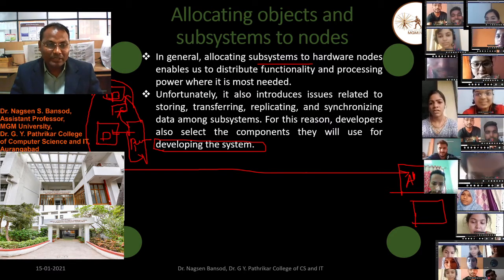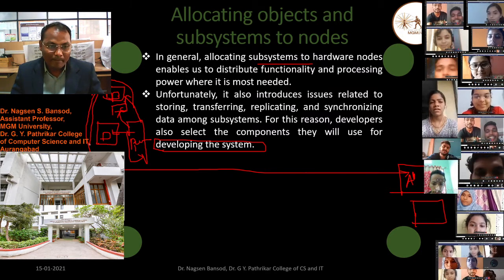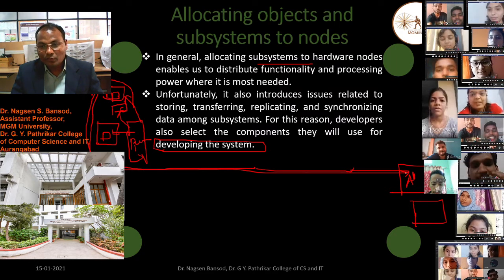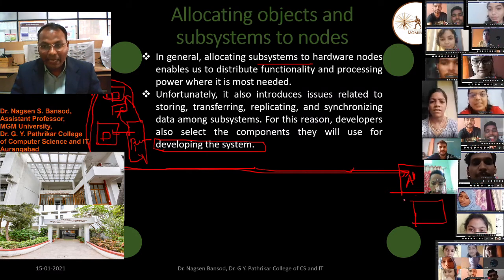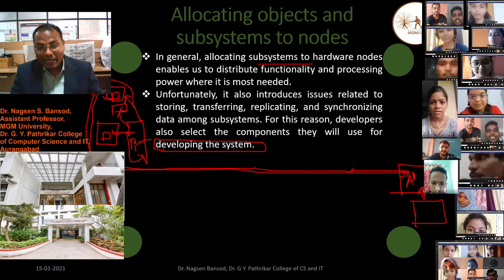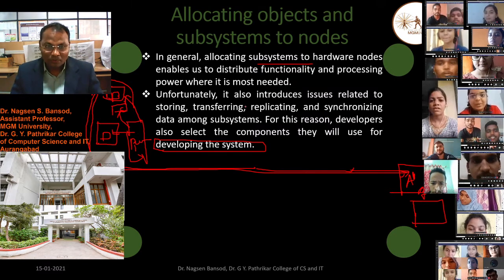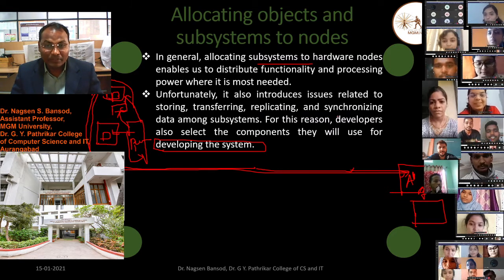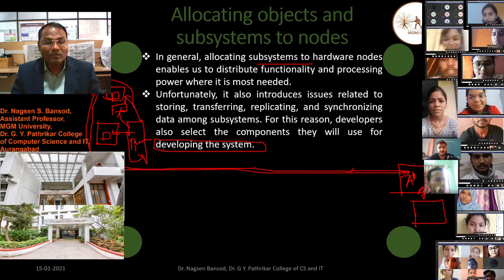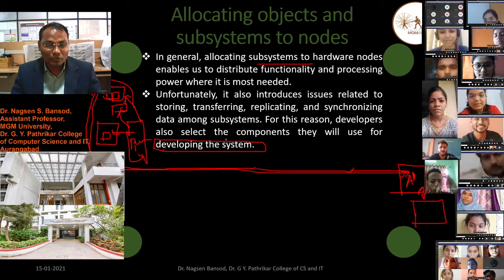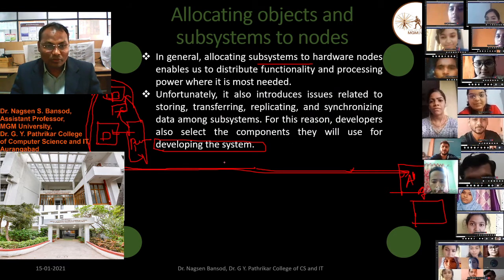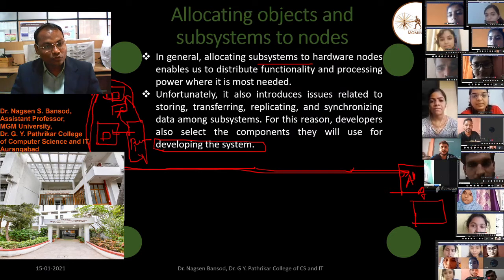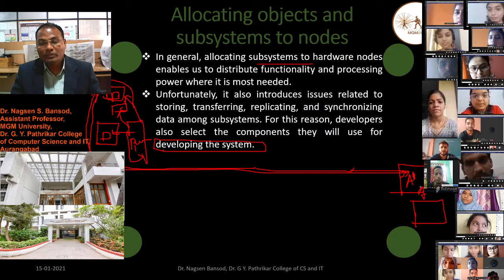Now in this case we will use some functionality. Sometimes the resources are surrogated from the A at A dash, but they are not at this location. Unfortunately, it also introduces issues related to storing, transforming, replacing, and synchronizing data among the subsystems. For this reason, the developer also selects the components they will use for developing the system. As a developer, we also have to take some resources from here to develop the software here.